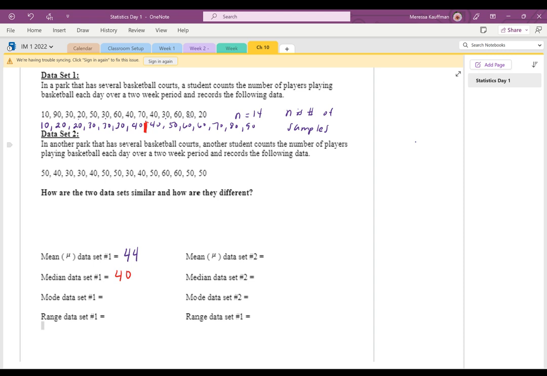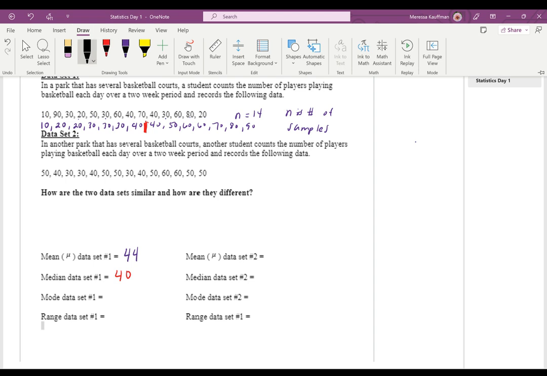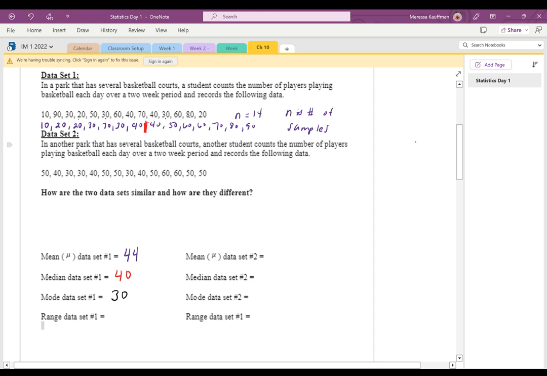Now my mode is my most frequent number. So let's see here. I have 3 30s. That looks like the most frequent number. So my mode is going to be 30. And then my range, well, that's the start to the stop here. So from 10, my least number, to 90. That's my greatest number.